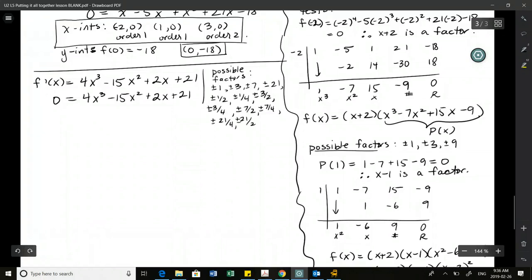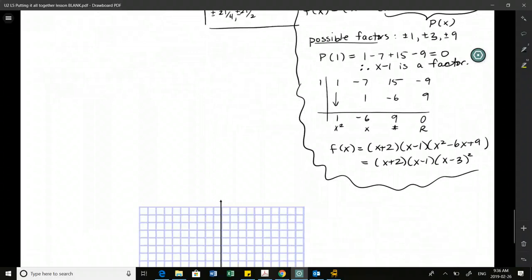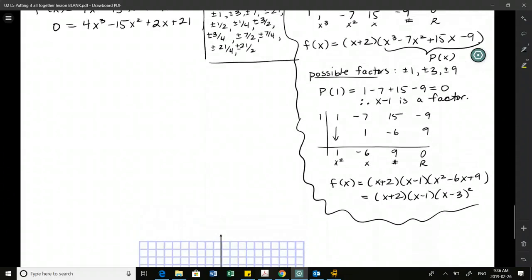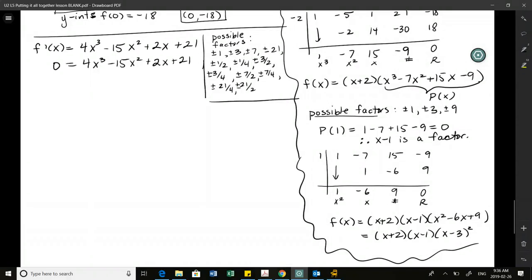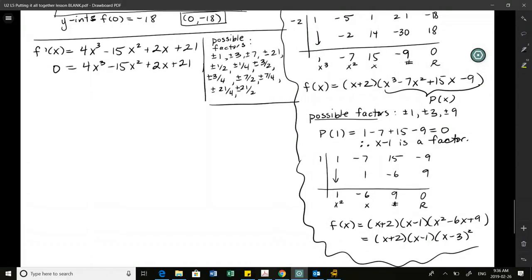Wait, I have a question. Can you scroll down to the synthetic division? Shouldn't it be x minus 3? Oh, just kidding. Good. I saw x squared minus 6 when you were up.